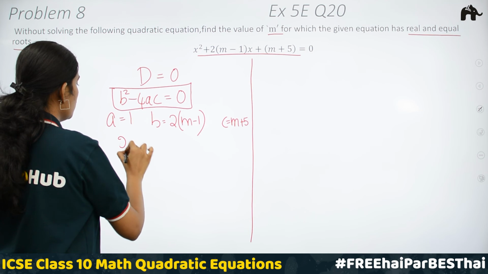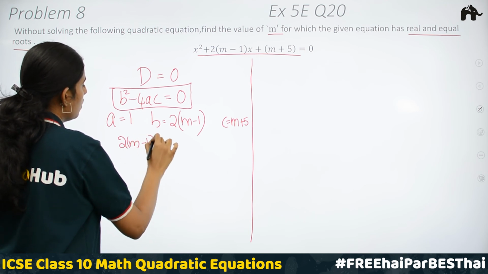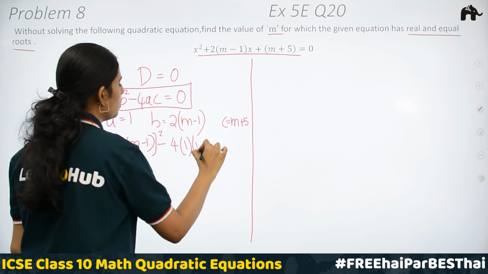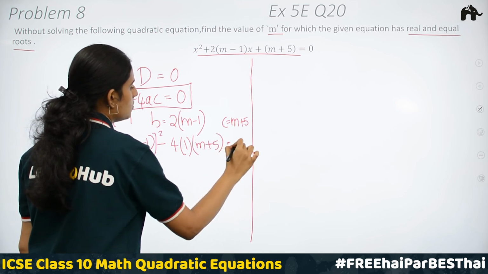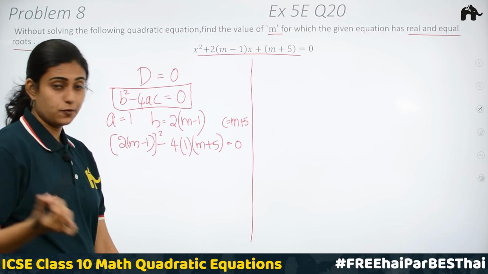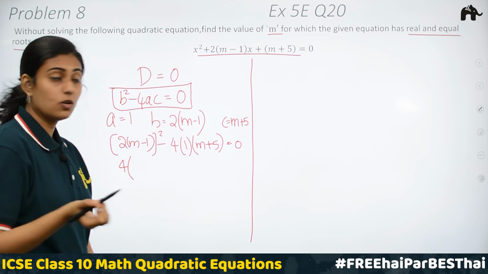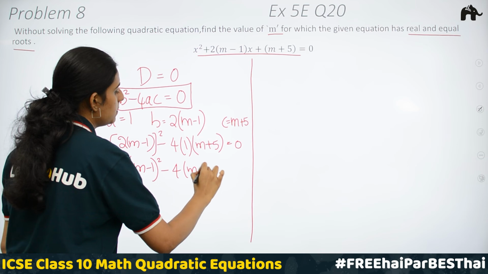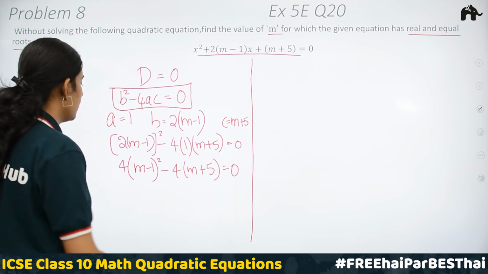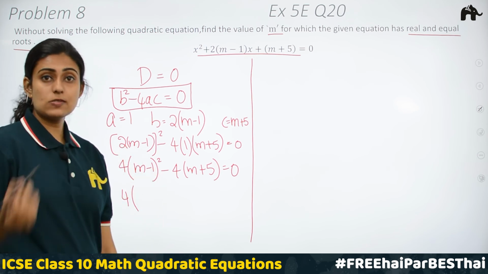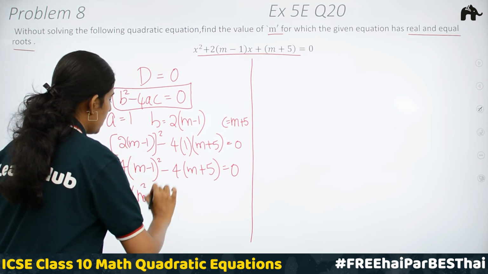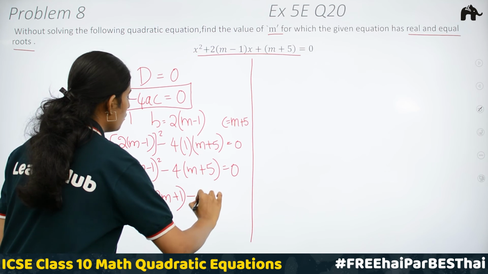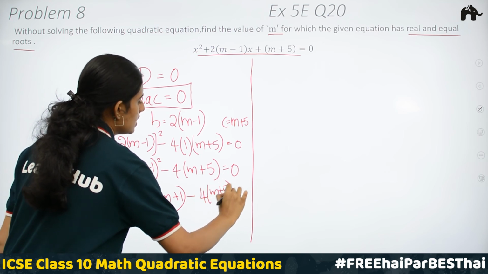So, b square is 2m minus 1 whole square minus 4 into a is equal to 1 and c is equal to m plus 5 is equal to 0. 2 square is 4, m minus 1 whole square, 4 into m minus 1 whole square minus 4 into m plus 5 is equal to 0. 4 into m minus 1 whole square, that is m square minus 2m plus 1, minus 4 into m plus 5 is equal to 0.